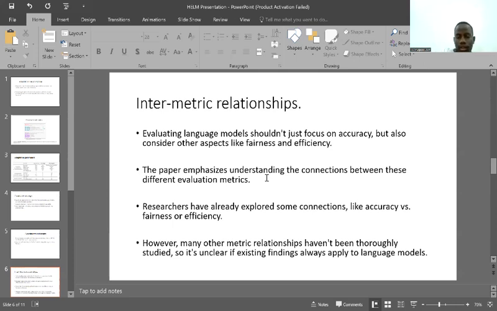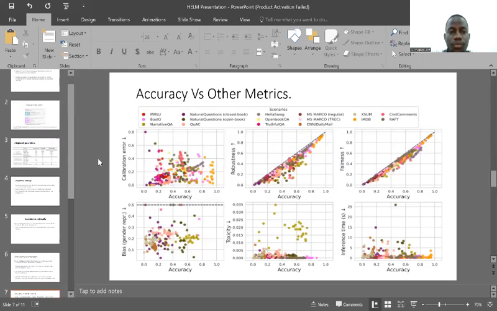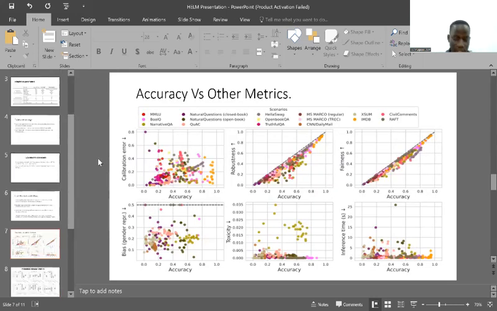Although these metric relationships have not been thoroughly studied, so it is not safe. So it is not clear if existing findings always apply to all language models. So here is an illustration and the results that we have gotten from the different evaluations.